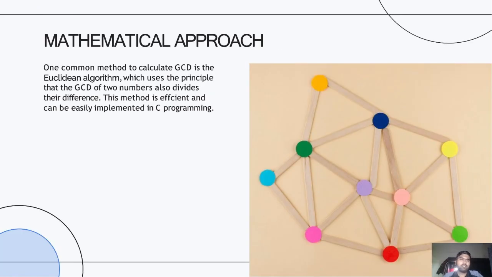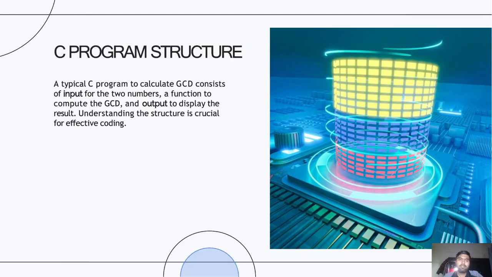Mathematical approach. One common method to calculate GCD is the Euclidean algorithm, which uses the principle that the GCD of two numbers also divides their difference. This method is efficient and can be easily implemented in C programming. C program structure. A typical C program to calculate GCD consists of input for the two numbers, a function to compute the GCD, and output to display the result. Understanding the structure is crucial for effective coding.